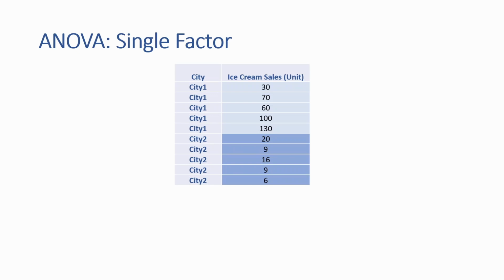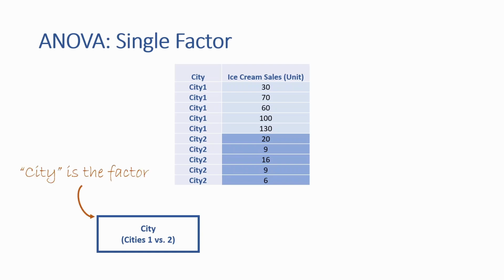Let's look at the model for this data. So the independent variable is the region, which has two labels, region 1 and region 2. So here, region is the factor, the single factor. So that's why it's called ANOVA single factor. And the dependent variable is the sales. So the basic idea is that in region 1, there are 5 stores. In one of the stores, it sold 30 units of ice cream. And another store in region 1 sold 70 units of ice cream. And this is the model we built.